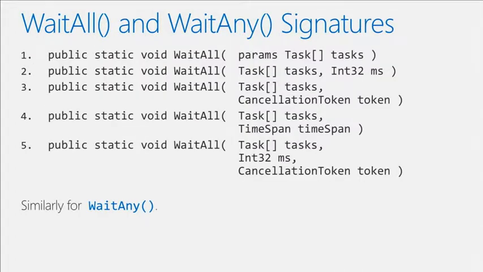And you can see they have a number of different signatures there. The first one, you can pass in an array of tasks, or you can just pass in the tasks separately, task 1, comma, task 2, comma, task 3, and they'll be gathered up into an array automatically for you. You also have signatures that allow you to specify a millisecond timeout, or use a cancellation token to cancel the waiting. You can pass in a time span object as a timeout, and one that also lets you specify both a timeout and a cancellation token. So you can basically interrupt your wait as often as you want.